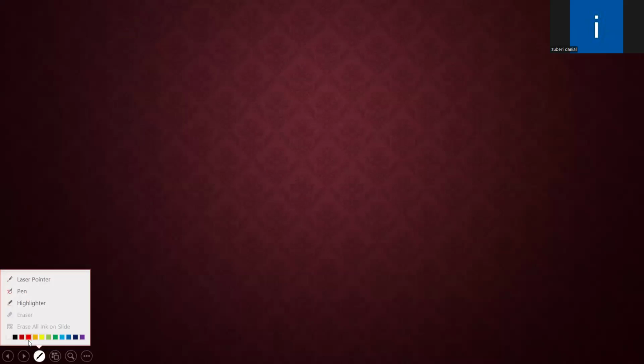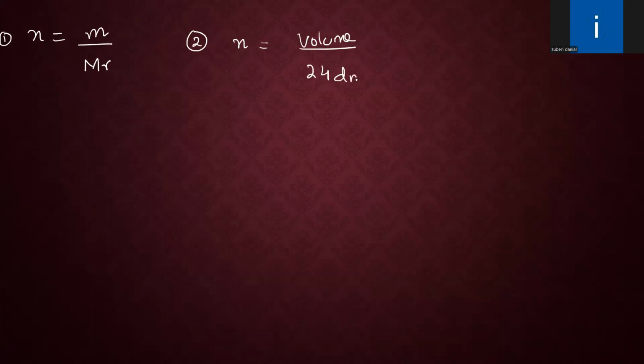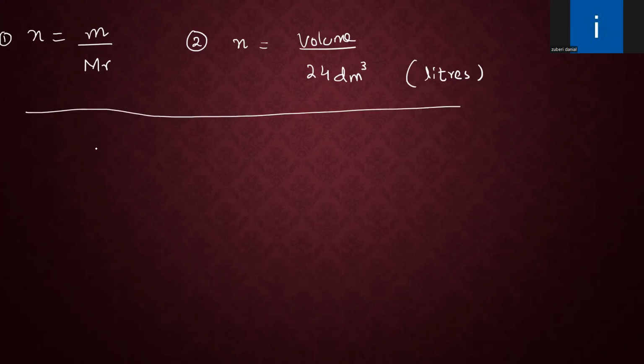So first thing is, we will have formula number one, we were using it since yesterday, that was mass upon Mr. That was done. Now we are trying to use formula 2, that's volume over 24 liters. So this is read as liters, written as cubic decimeters, but read as liters. Exactly, वो सब चीजें हैं जो हमने की हुई हैं. So basically there is nothing new in that.